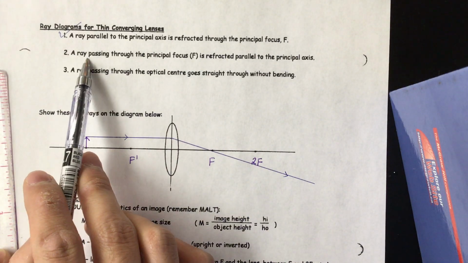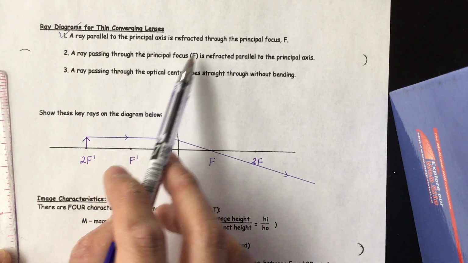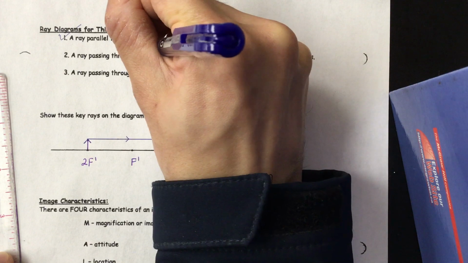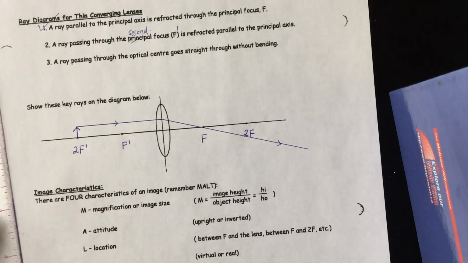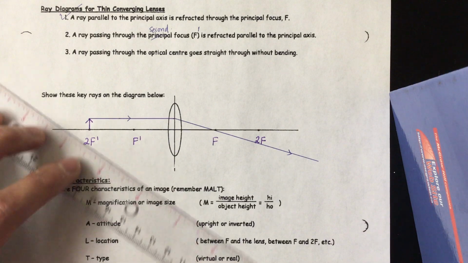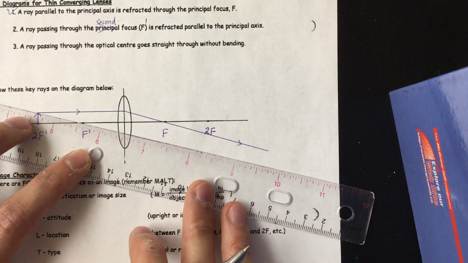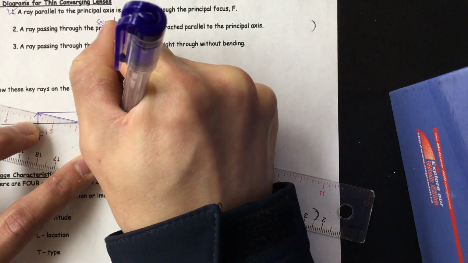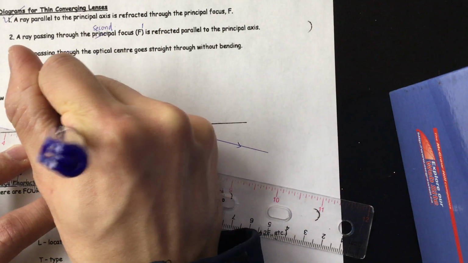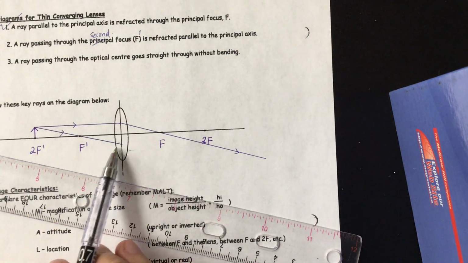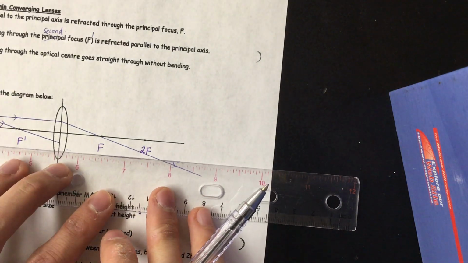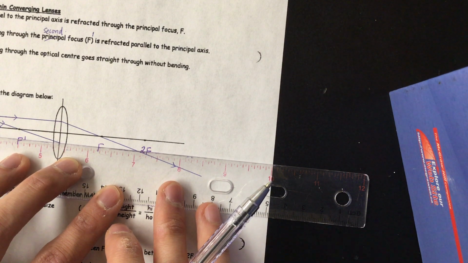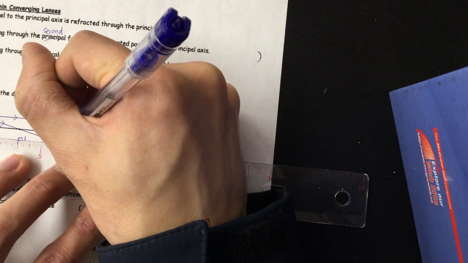Ray number 2, a ray passing through F is refracted parallel to the principal axis. Actually, this should say F prime, so this should say secondary. Let's watch. We've seen one similar to this before. We're going to take an incident ray and send it through F prime. I'm going to put an arrowhead on there, and this incident ray, when it hits the lens, is going to refract parallel to the principal axis like this. Again, I'm trying to keep this really neat so that it's accurate.